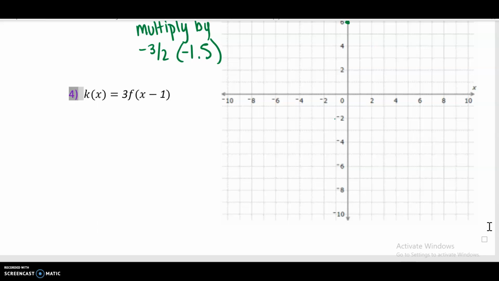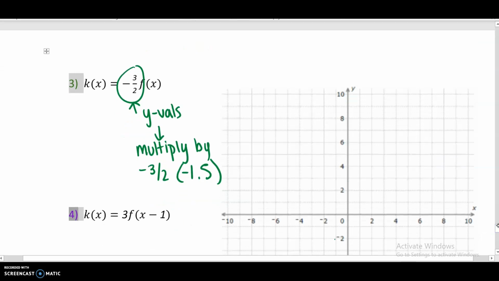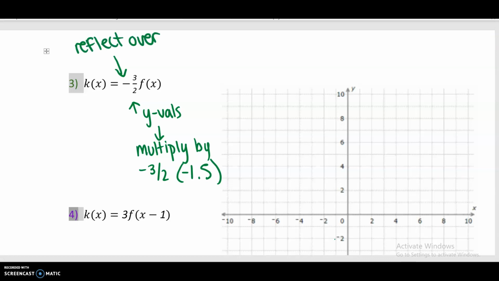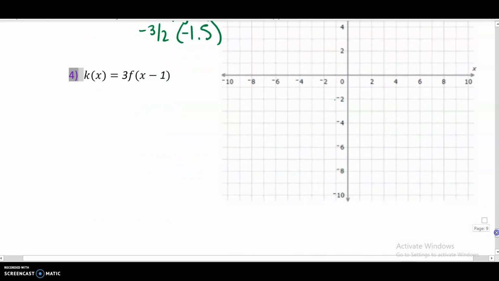So in conclusion, there are 2 transformations happening here, even though you can do them at the same time. By multiplying by negative 3 halves, let's write that in, not necessarily in any order, it's going to reflect over the x-axis because all your y values are going to become negative. And also it's going to vertically stretch by a factor of 1.5. So not quite 2, but like 1.5 times as big. In a moment, I'll have you plot those, but first we're going to look at the next function.